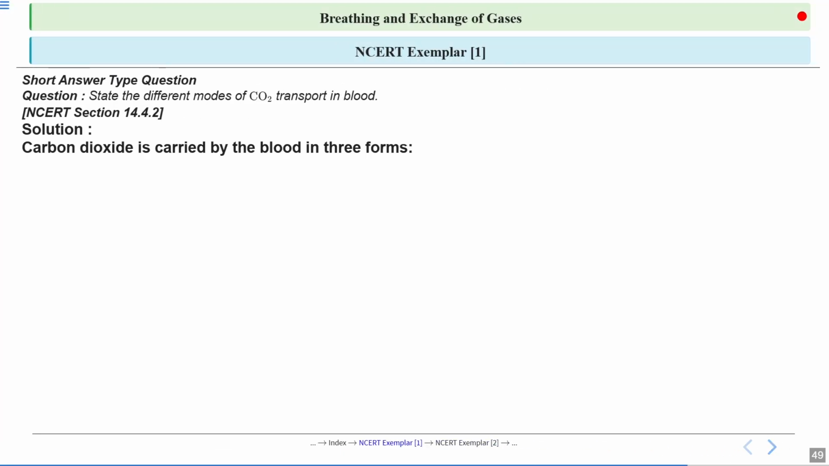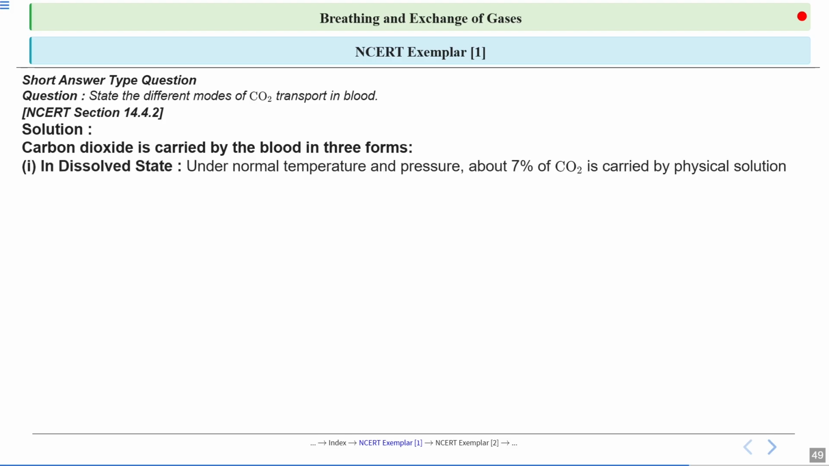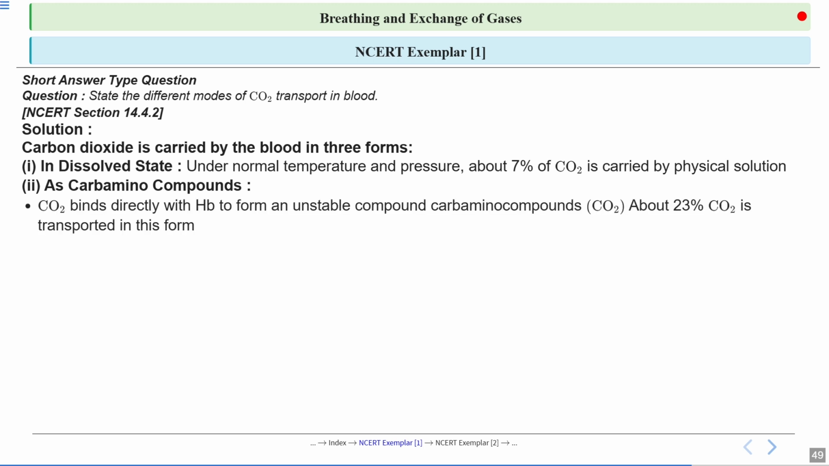So carbon dioxide is carried by the blood in three different forms. Yes. So in the dissolved state, under normal temperature and pressure, about 7% of carbon dioxide is carried by the physical solution, that is by the plasma. As a carbamino compound, carbon dioxide binds directly with the hemoglobin. It binds directly with the hemoglobin to form the unstable compound that is called carbamino compound, CO2. About 23% of carbon dioxide is transported in this particular form, right?